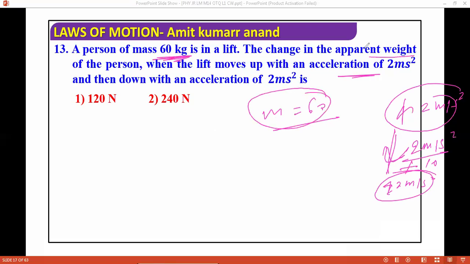Mass is 60 kg. So for the change in apparent weight, first, in this situation, what is the weight? In this situation, 60 into 12. So you can solve this, you will get the answer.